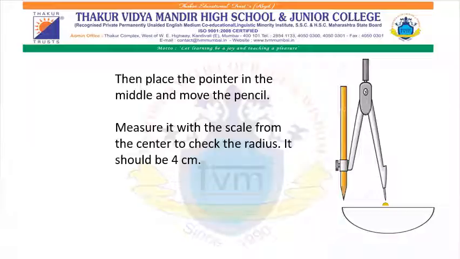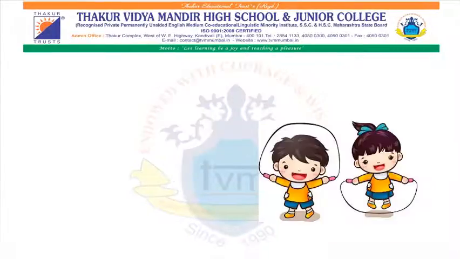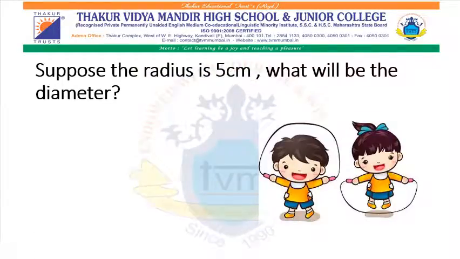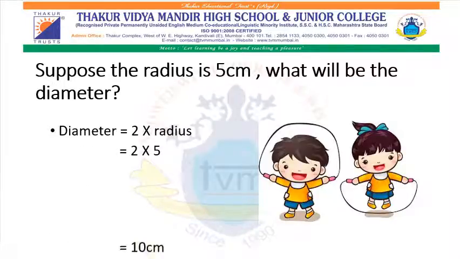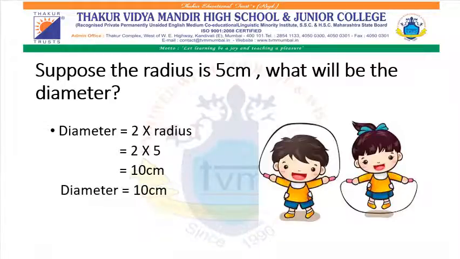Now you know that radius is half the diameter, or diameter is radius plus radius. Suppose the radius is 5 centimeters. Then what should be the diameter? The diameter is 2 into radius, that is 2 into 5, that is 10 centimeters. Or you can say 5 plus 5, 10 centimeters. In this way, if you are given the diameter, you can find out the radius, or if you are given a radius, you can find the diameter.